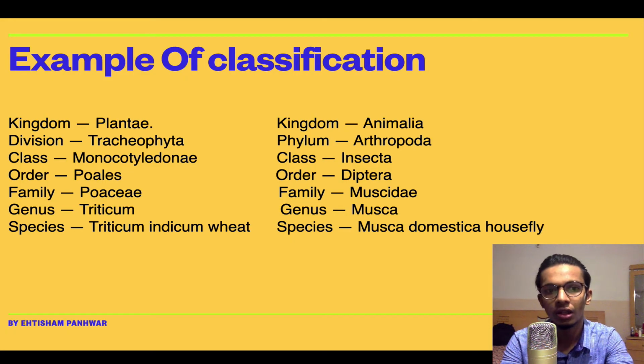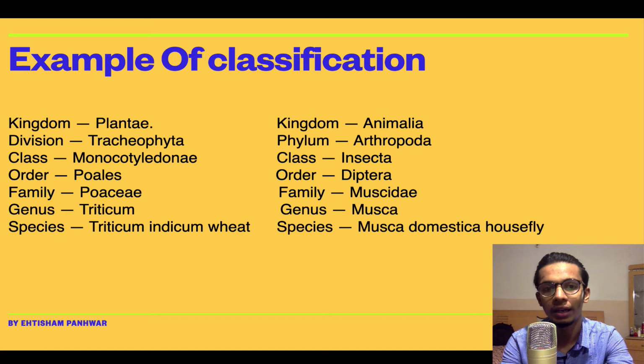Example of classification. First example is of wheat. In this example we have kingdom Plantae. Kingdom is going to be the kingdom of plants, in which we have a lot of plants. Division is going to be Tracheophyta. Class is going to be Monocotyledon, whatever you pronounce it, but I pronounce it Monocotyledon. And after that we have Poaceae, and then Triticum and Triticum indicum. And these are all very confusing names, which I cannot even pronounce. So we do not have to learn it.